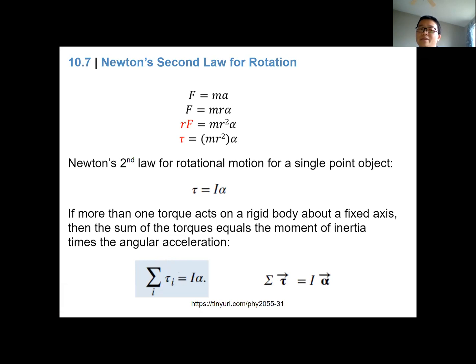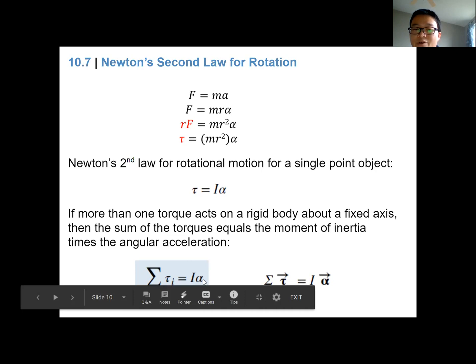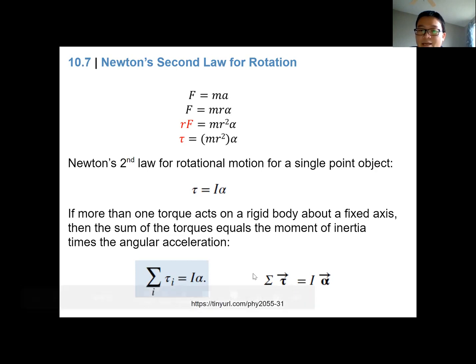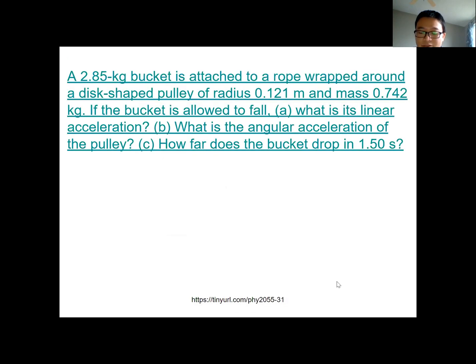So if in the system there are multiple forces, you sum up all the torques. Summation of torque equals I times alpha, just like summation of force equals mass times acceleration when we talk about linear motion. Again, similar expression, just different names. Torque is a vector, so you probably will be expressing it in vector form if you are not just looking for the magnitude.